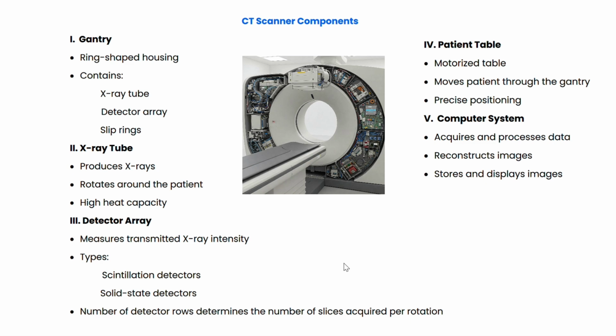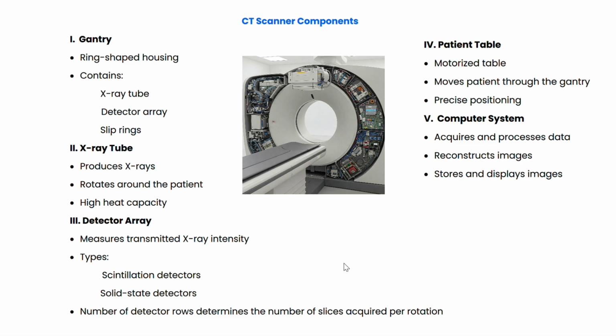The detector array measures the intensity of the X-rays that pass through the patient. There are different types, including scintillation detectors and solid state detectors. The number of detector rows is important, as it determines how many slices we can acquire with each rotation of the tube. More rows means faster scanning.